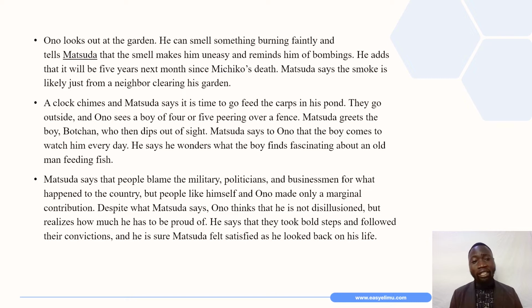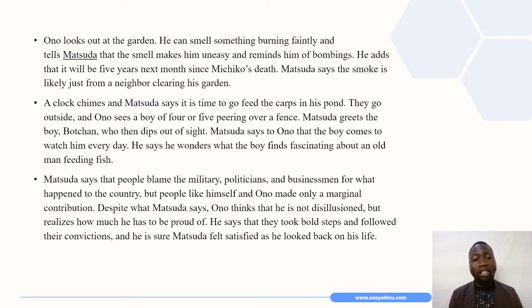And Masuda responds to this by saying that the smoke is likely just from a neighbor clearing his garden. So it's like Ono is still traumatized. Whenever he smells burning, he thinks about the war and the effects of the war. A clock chimes and Masuda says it is time to go feed the calves in his pond.